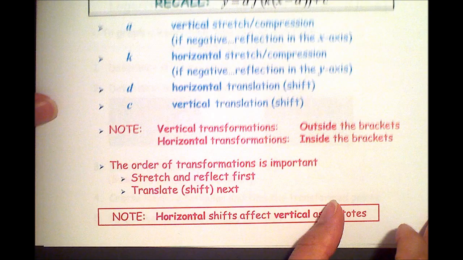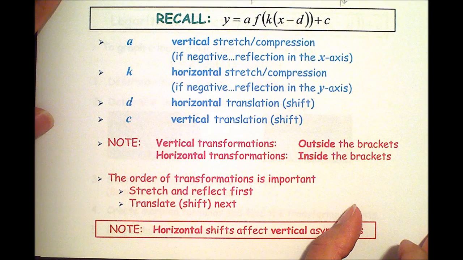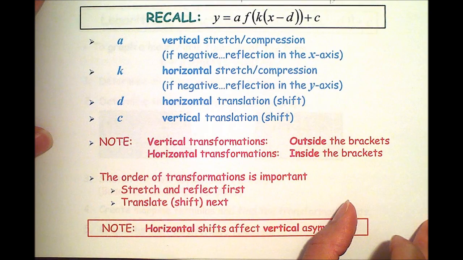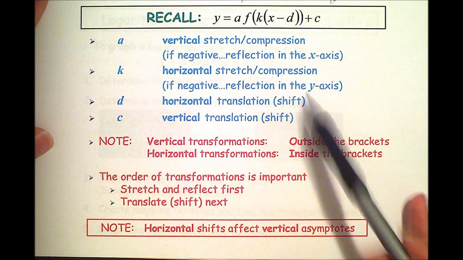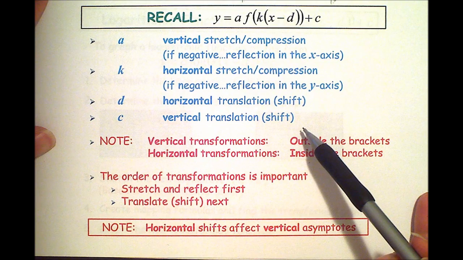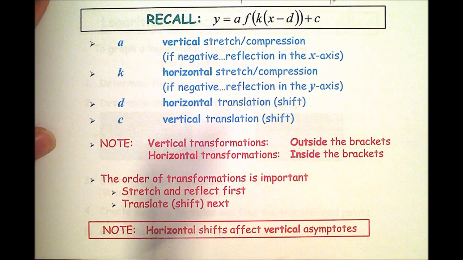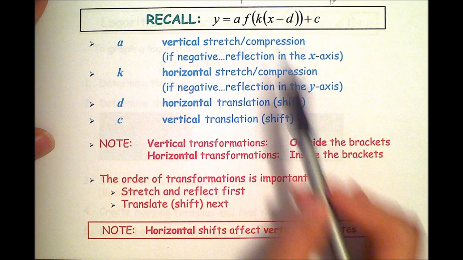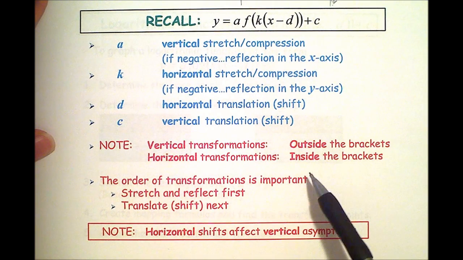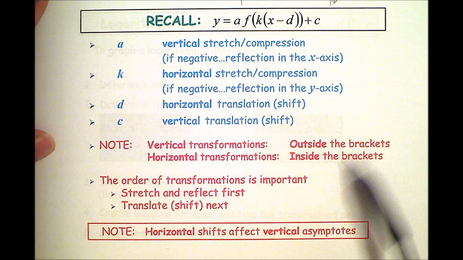And so values equal to 0 or less than 0 do not exist for a logarithmic function. Okay, so a little recall of transformations. So you know the general form of a transformed function, y equals a f(k(x minus d)) plus c. A, k, d, and c, all those transformations are exactly the same as what you're used to seeing. One little thing that you need to remember is that vertical transformations are outside the bracket, so that's a and c. And horizontal transformations are inside the bracket, so that's k and d.